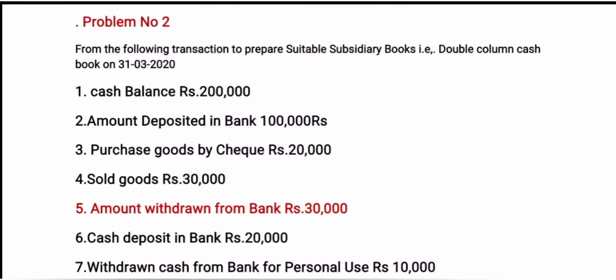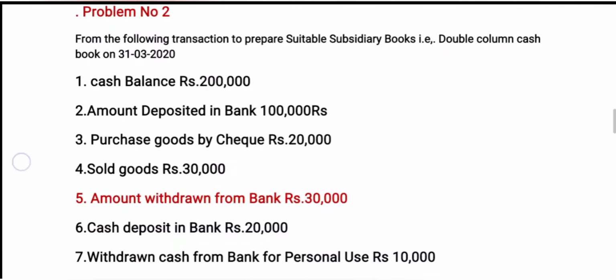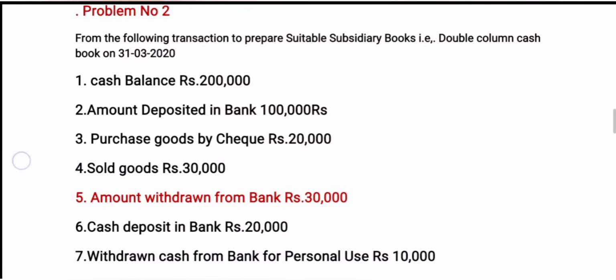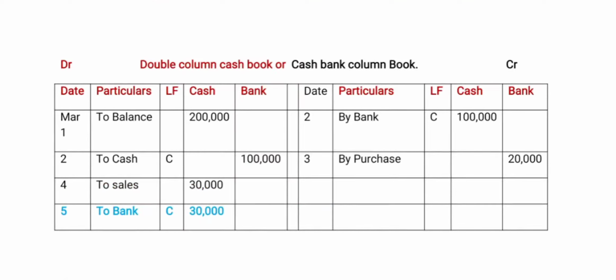Fifth date, amount withdrawn from bank. It is another transaction, a contra entry. Here bank is the giver, cash is the receiver, that's why cash account is debit, going to the debit side of the cash book. Here we come to the debit side of the cash book. Fifth date, to bank. Why? Because here bank is the giver, that's why we credit the bank account. Now coming to the cash column, it is 30,000 rupees. This transaction is half complete.